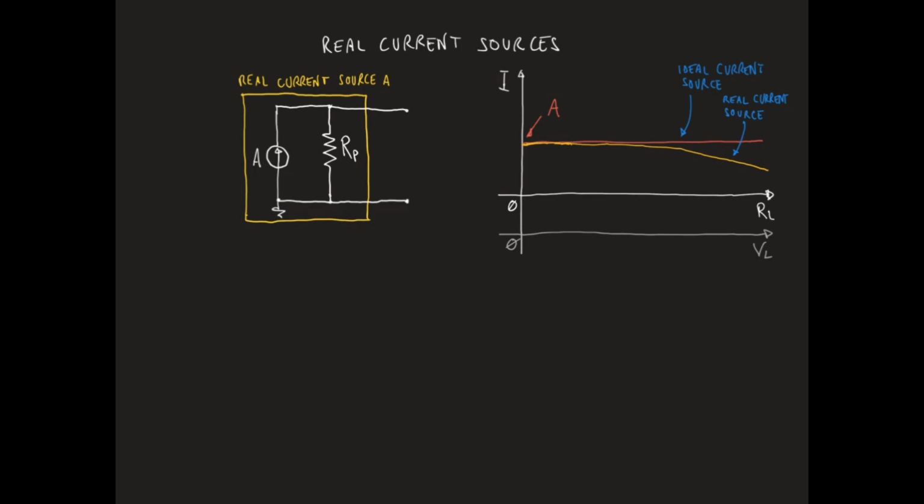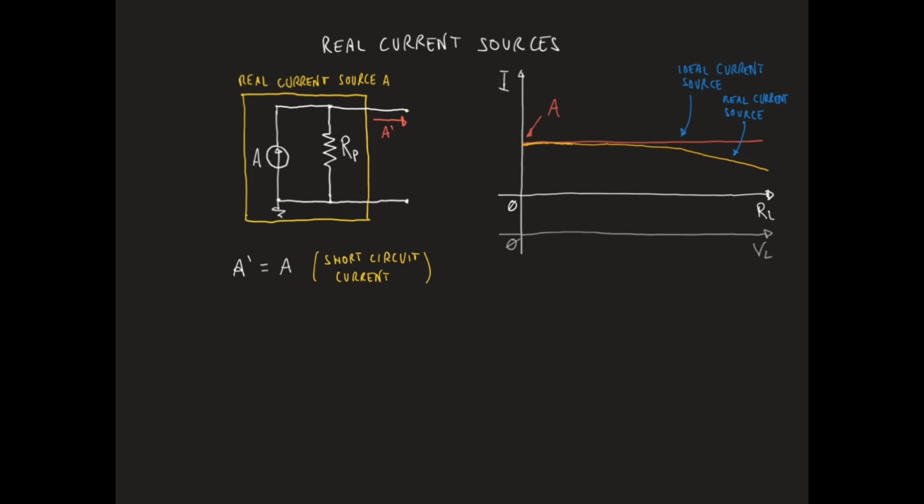Let us call A prime the current flowing out of the upper terminal of the real current source. If we connect the two output terminals of the source with an ideal conductor, so if we short circuit them, then the current A prime will be exactly equal to A, which is the current provided by the ideal current source in the real current source model.